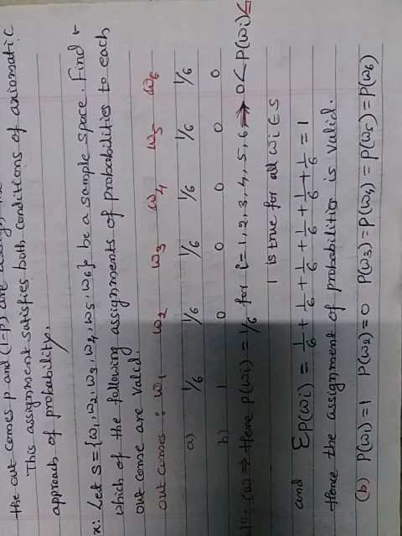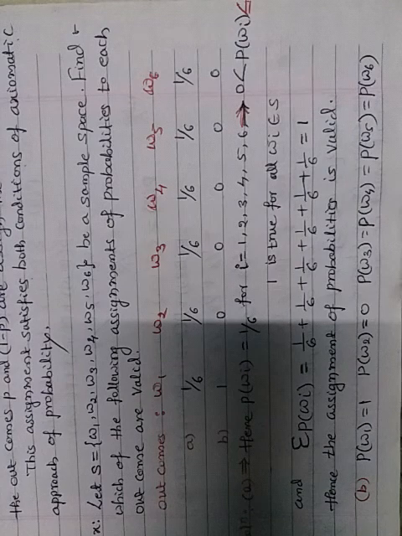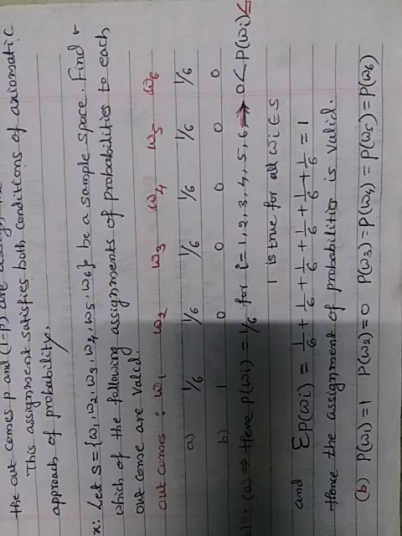We shall continue the probability, that is, axiomatic probability. Already we know very well in the axiomatic probability the definition and three important points related to the axiomatic definition of probability.